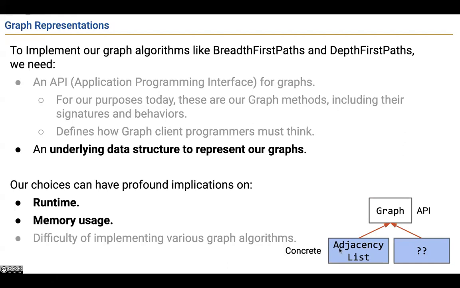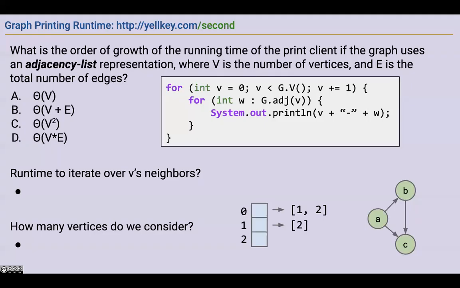Adjacency list, adjacency matrix, the weird one that no one talks about, it's your choice. Okay, now let's do some runtime analysis. I will warn you ahead of time, it's a little gross, so I'm sorry.